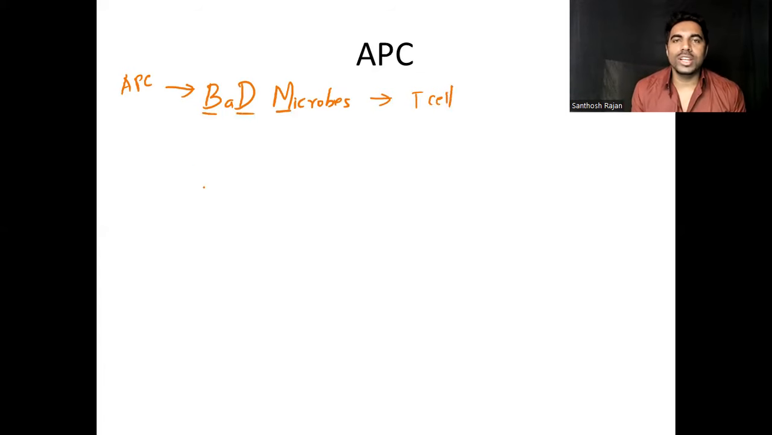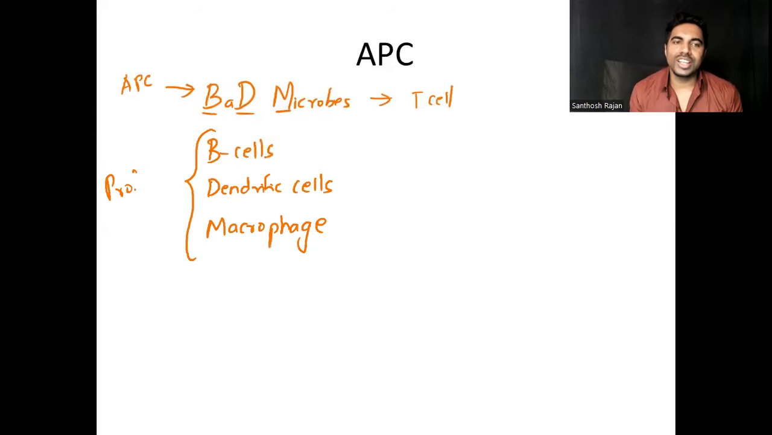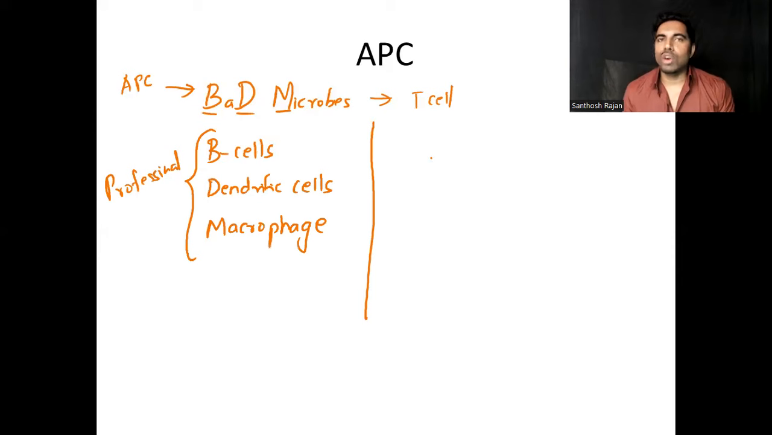So, BDM. Why did I say this? B for B cells, D for dendritic cells, and then M for macrophages. See how easy it is. So this is for professional APCs. These are called professional APC cells. Whereas the non-professional cells are, you know, a lot of cells we can say: epithelial, endothelial cell, fibroblast.